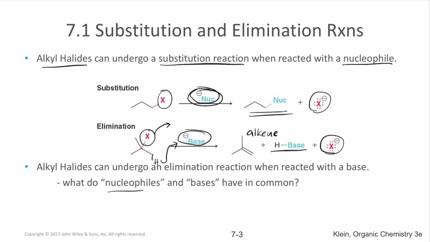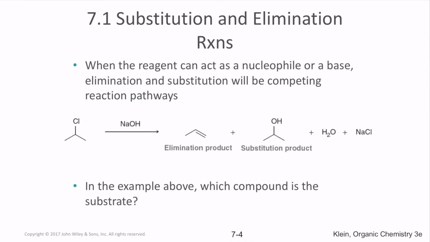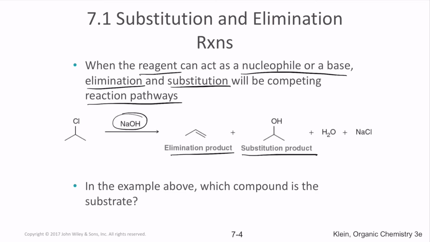So what do nucleophiles and bases have in common? The only thing they have in common is being electron rich. Bases in general should be atoms that have at least one electron pair and a negative charge. Nucleophiles need not always have a charge; they can be structures that have no charge as well. When a reagent can act as a nucleophile or a base, elimination and substitution compete between the reaction pathways. So you can end up getting an elimination product or a substitution product, depending on the reagent that you use.